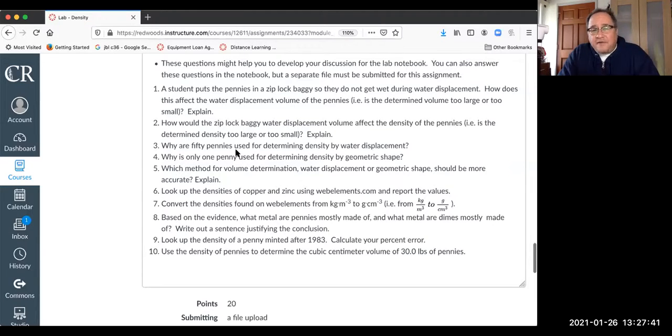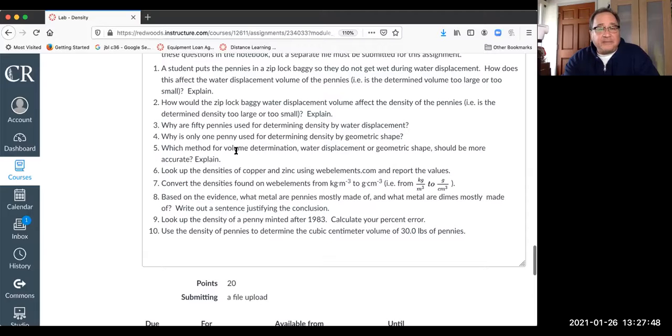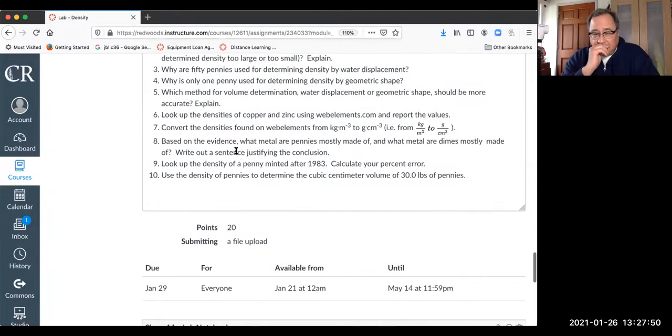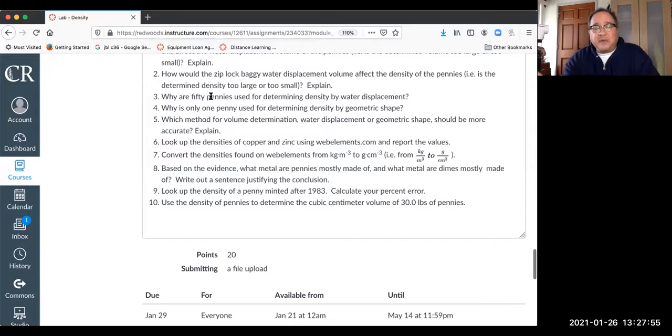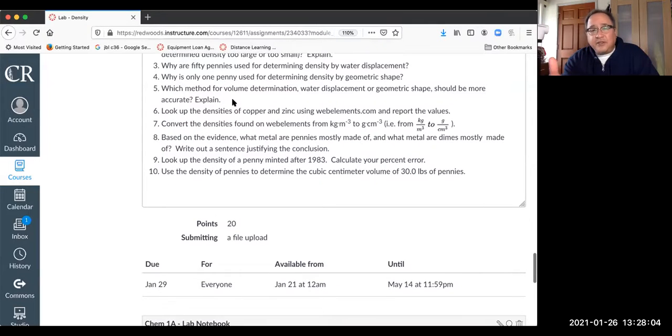And 3 is, why are 50 pennies used for determining density by water displacement? And why is only 1 penny used for determining density by geometric shape? So clearly with 3 and 4, I don't need to write explain because the question itself is asking for an explanation. And then I expect you to tell me which method you think is more accurate and give me an explanation. Then you look up the densities of copper and zinc using webelements.com.